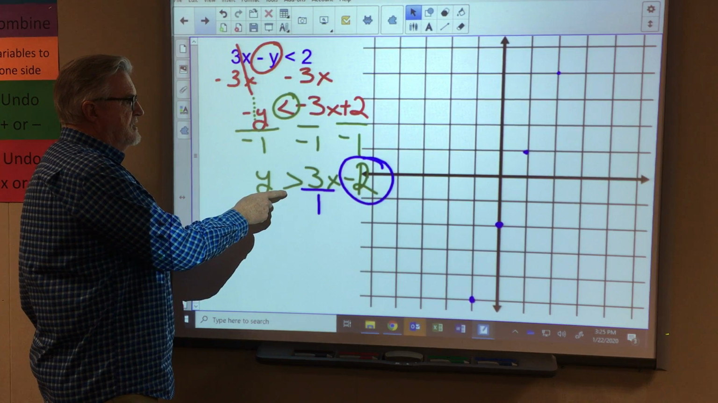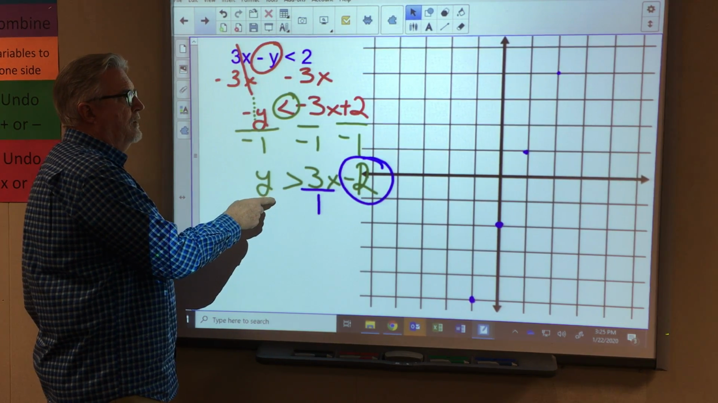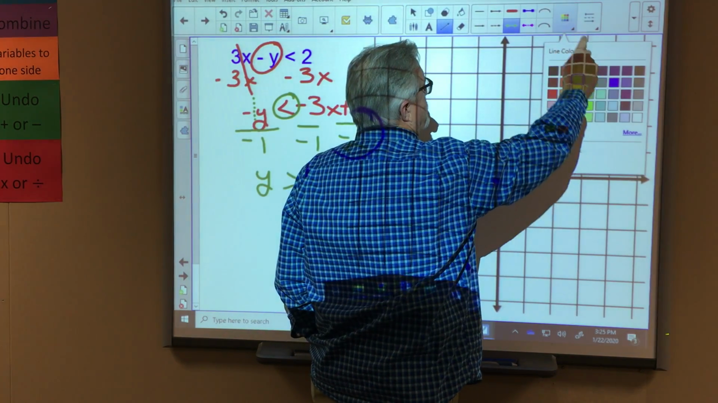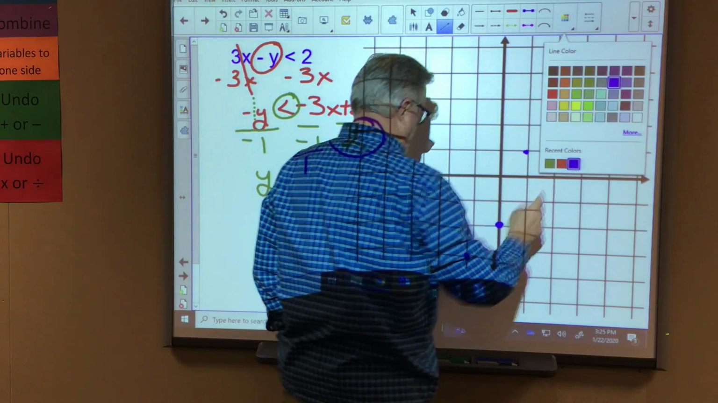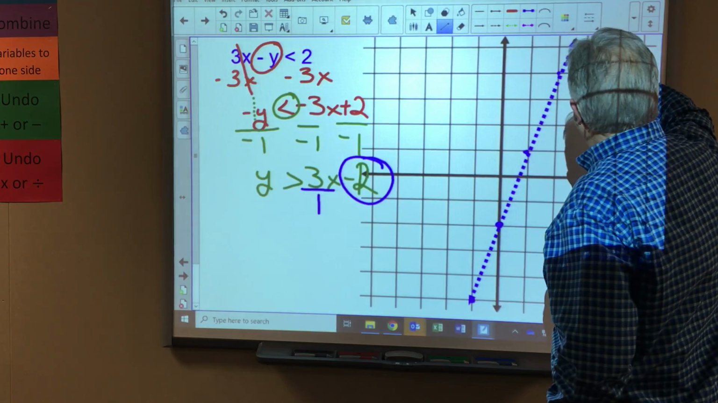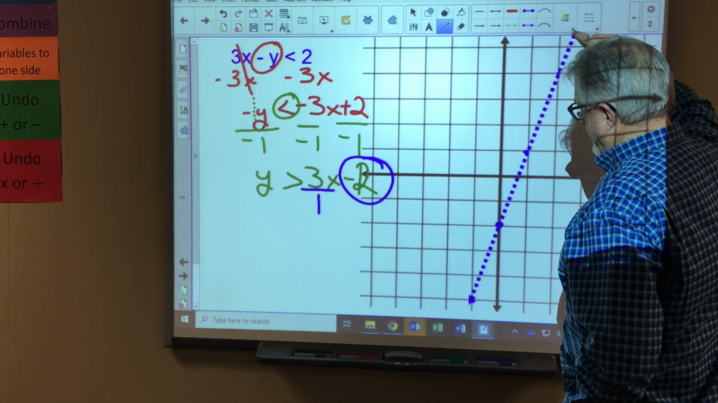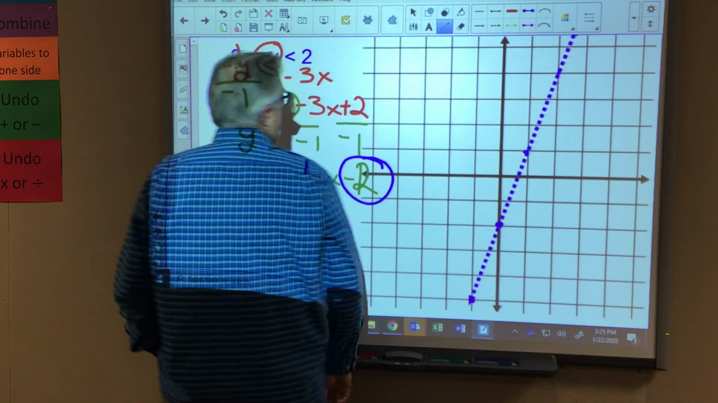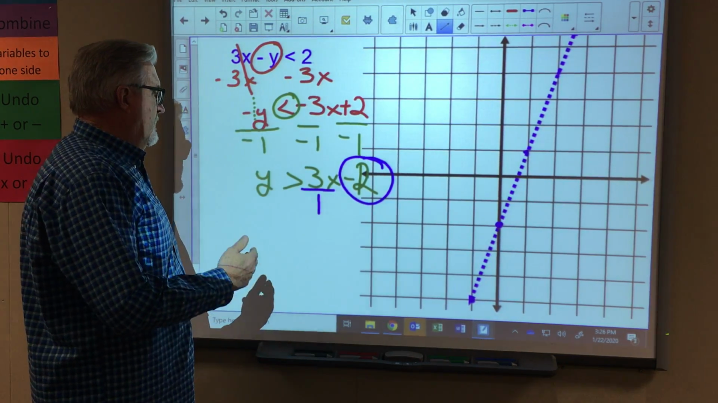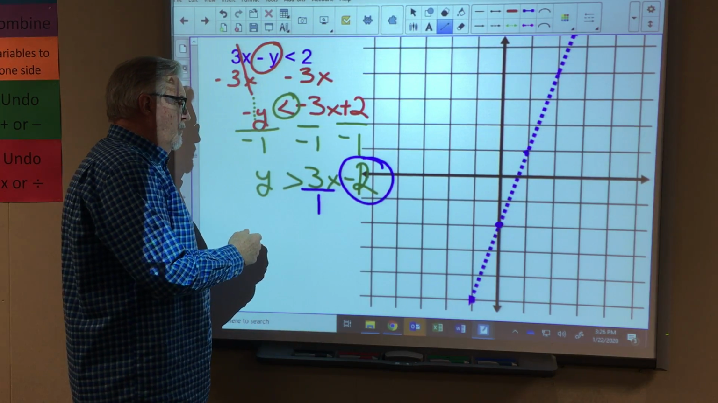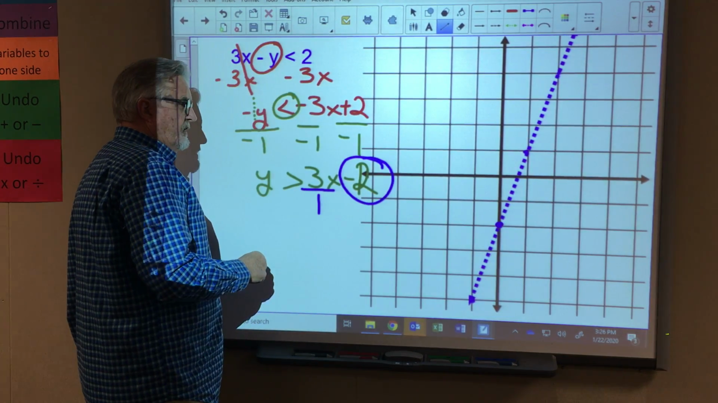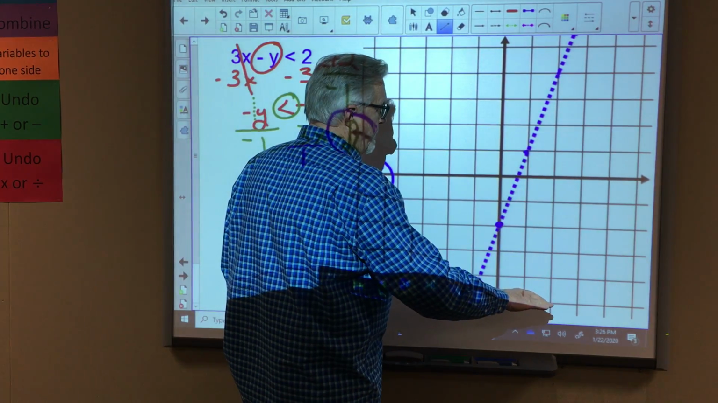Since our sign does not have the or equal to part, we're going to use a dotted line because the actual line is not part of the solution. So we would start and we take our straight edge, hint, hint, and draw that boundary, okay? Then the last step said to shade it. If it was greater than or equal to, we would shade it above the boundary. If it was less than or equal to, we'd shade it below the boundary.